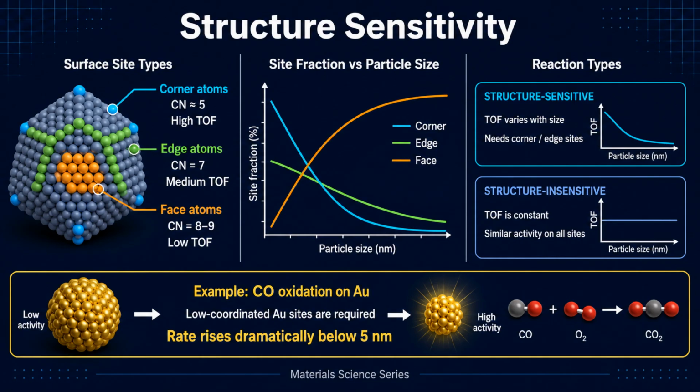Classic examples include CO oxidation on gold nanoparticles, where catalytic activity appears only below about 5 nanometers and increases steeply at smaller sizes. Bulk gold is inert. The low-coordinated sites on small gold particles can adsorb and activate CO and oxygen. Structure-insensitive reactions, in contrast, proceed with similar rates on any surface site. For these, the total surface area matters but site distribution doesn't. Many hydrogenation reactions fall into this category.